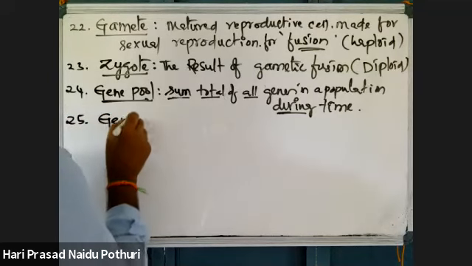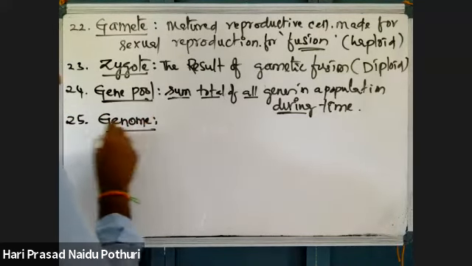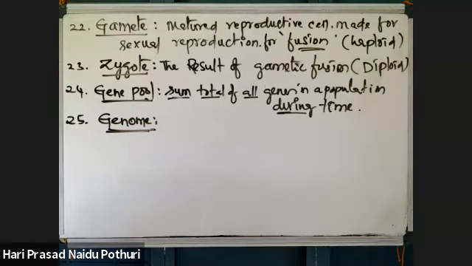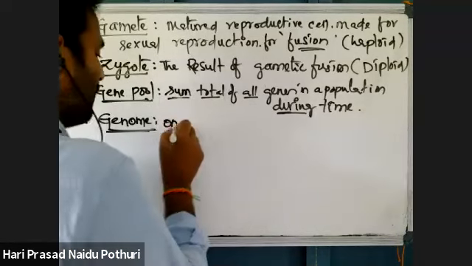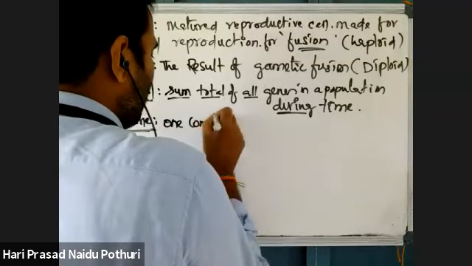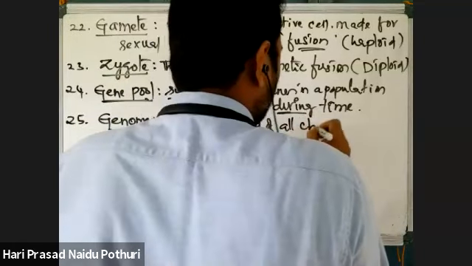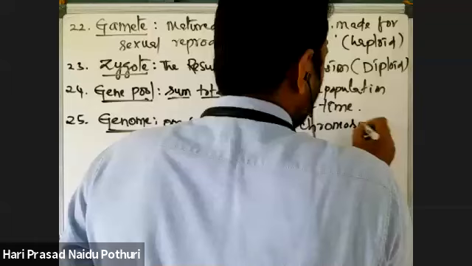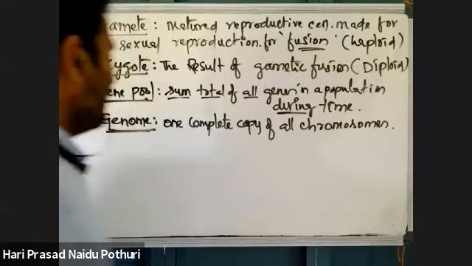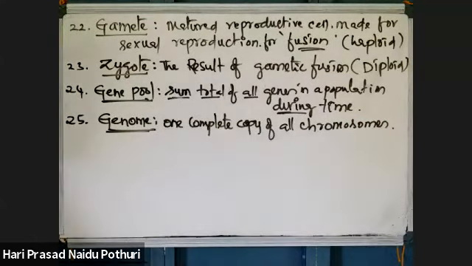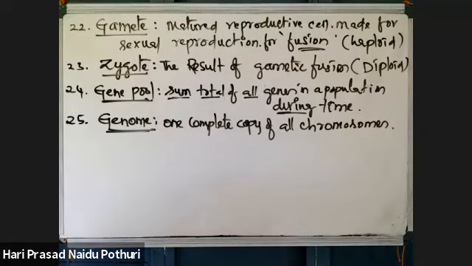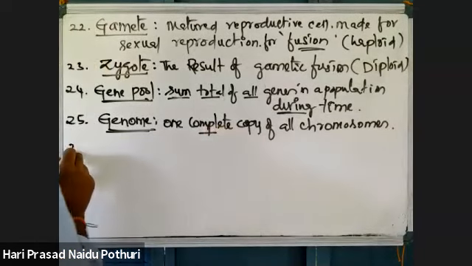Then genome. You already know this term genome. What does genome mean? One complete copy of all genetic information. One complete copy of all chromosomes is called as genome. This is responsible for the genetic information of an organism.